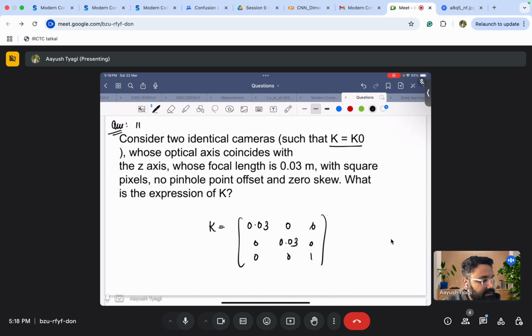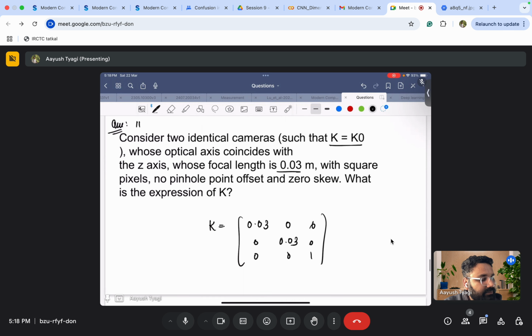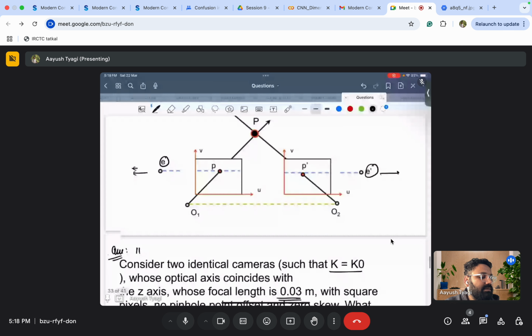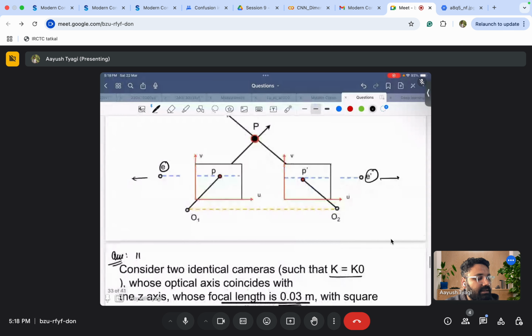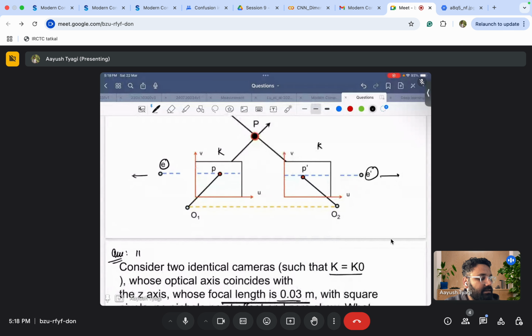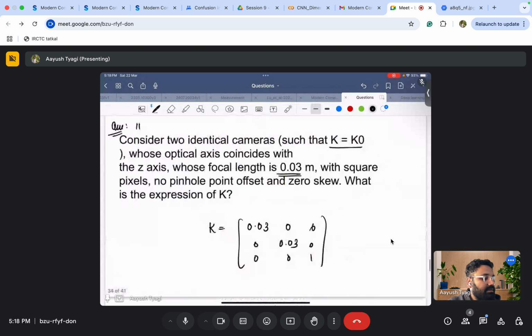The optical axis coincides with the z-axis, with a focal length of 0.03 meter, square pixels, no pinhole offset, and no zero skewness. What is the expression of K? This is the same setting. You have two cameras, this is K, this is K0, and there is no offset and no skewness, so skewness was given by this.